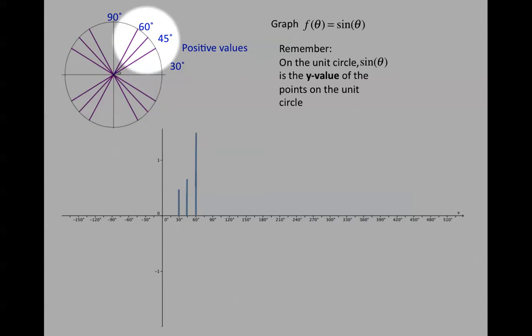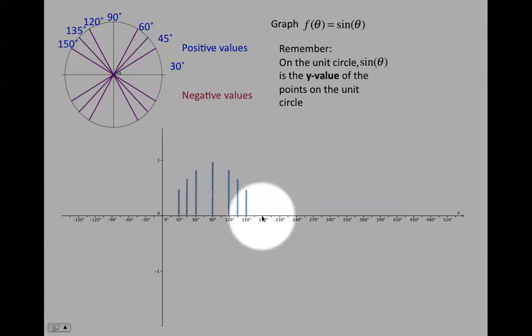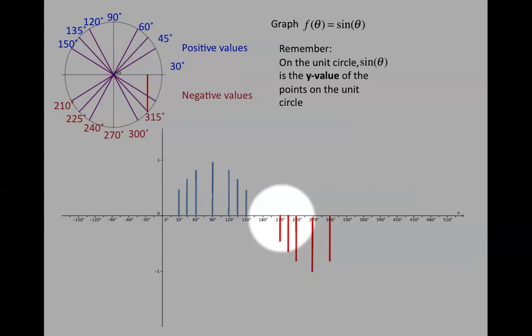Sine of 90 is 1, then 120, 135, 150, and there's really a little dot right here at 180 for 0, but I'm going to leave it blank for now. Then we look at the negative values. For 210, sine is negative, so this red bar here is going to go below the horizontal axis. We're going to do this for all of the negative values, and you can see the picture of the sine function starting to take shape.